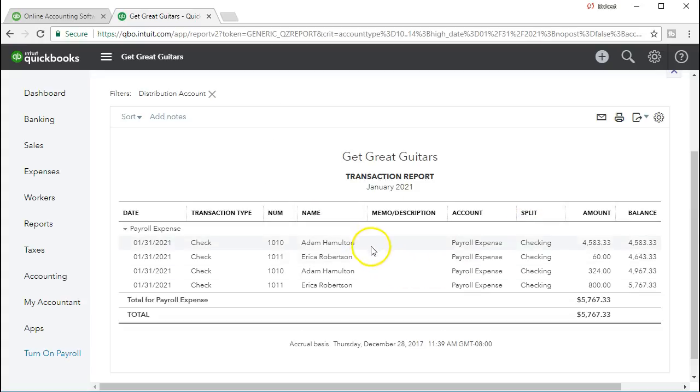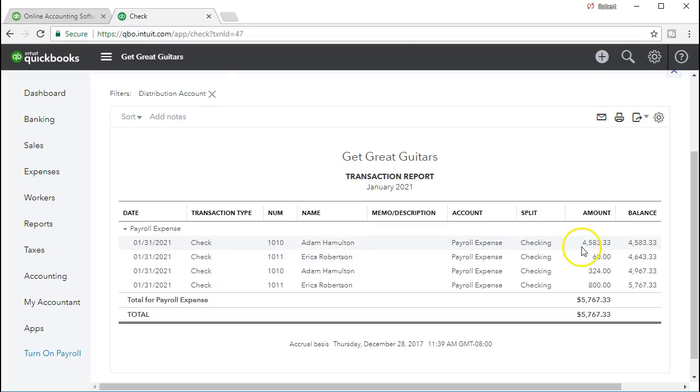Then we see Adam and Erica. We have 2 for each. One's going to be the payroll expense that was earned by the employee. The other's the payroll taxes that we are paying on the employee. Note that this number here is the full amount earned, not net of the taxes. And this number here is going to be our payroll taxes.